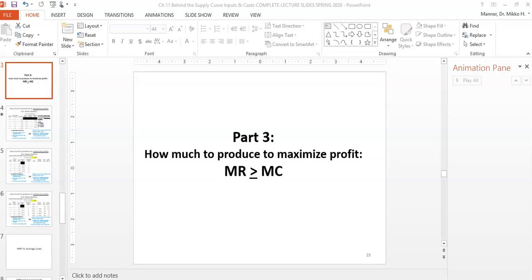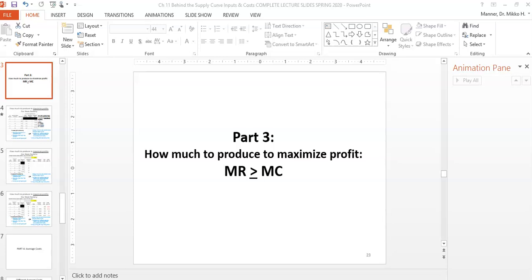Okay, so this is part 3 of chapter 11, Behind the Supply Curve, analyzing costs and profitability decisions. Right. So far we've done a production function in part 1. Part 2, we defined fixed costs, variable costs, total cost, marginal cost. In this part, we're basically going to add the revenue side, right?